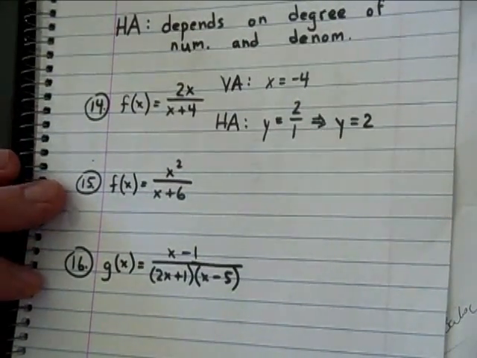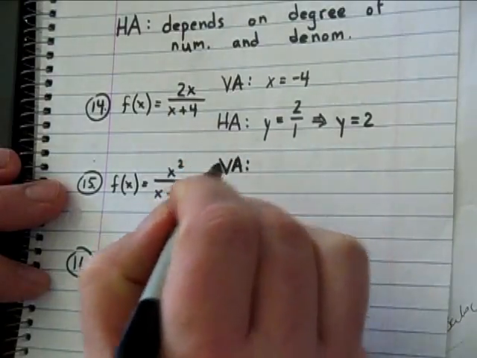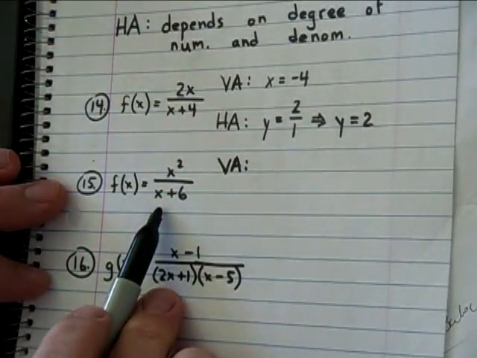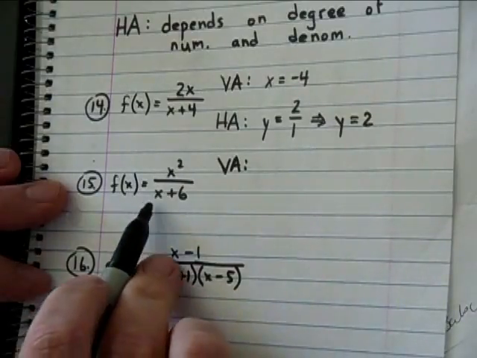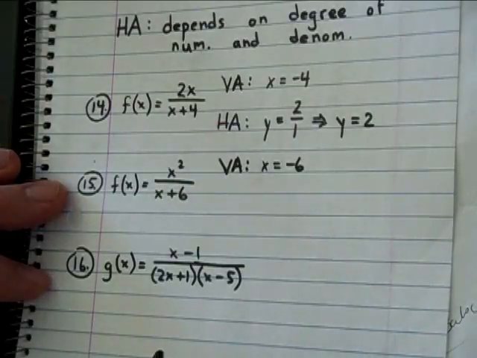Let's look at the next example. Here we're given another rational function. So finding the vertical asymptote, we set the denominator equal to 0. That would mean that x is equal to negative 6.